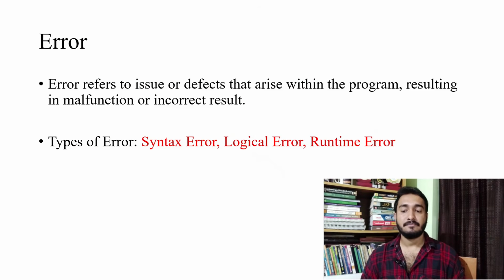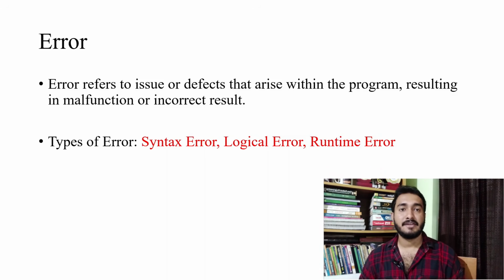So let us see the textbook definition of error. What is error? Error refers to issue or defects that arise within the program. So it results in malfunction or incorrect result. So any mistakes or defects in the program that will not give you the correct output is called as error. Let's see what are the different types of errors. So we have syntax error, logical error, and runtime error.